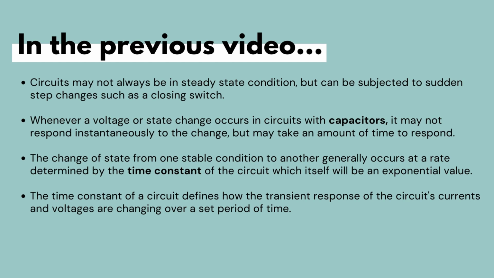However, when a voltage or state change occurs, the circuit may not respond instantaneously to that change, and it may take an amount of time, no matter how small, if components like capacitors and inductors are present within the circuit. The change of state from one stable condition to another generally occurs at a rate determined by the time constant, which itself is an exponential value. The time constant of a circuit defines how the transient response of a circuit's current and voltages are changing over a set period of time.